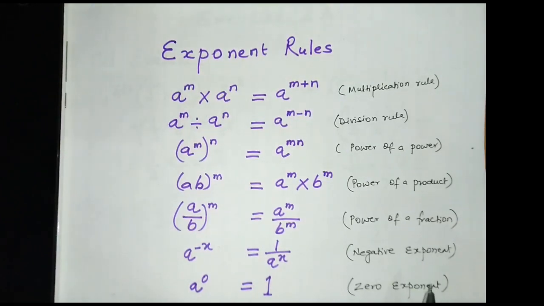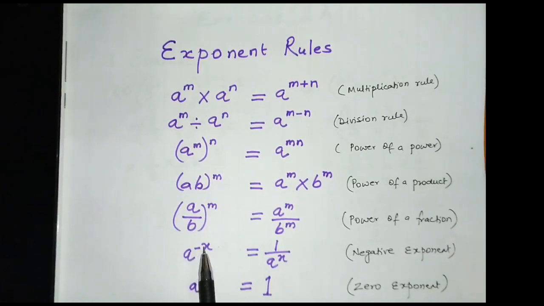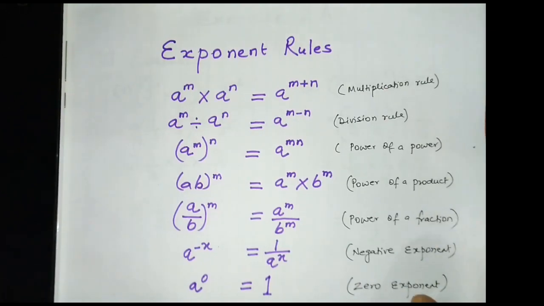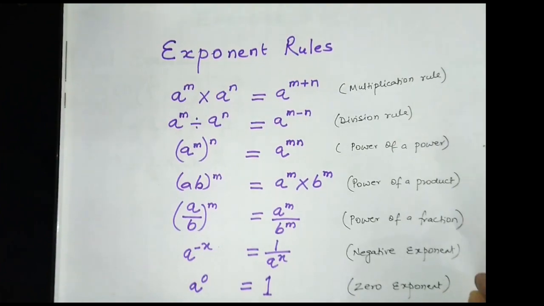Next is negative exponent. Any base raised to a negative power can be made positive by taking its reciprocal. If this was positive, then this will be a raised to minus x. Now any number or variable raised to 0 is 1. That is the zero exponent. Let us start our exercise.